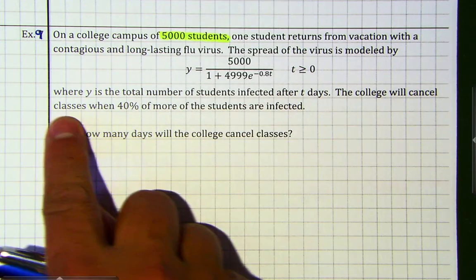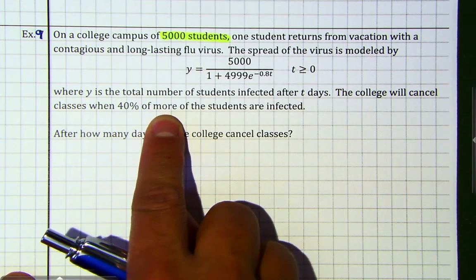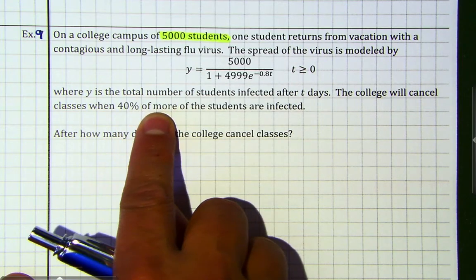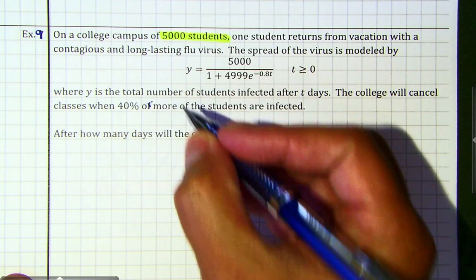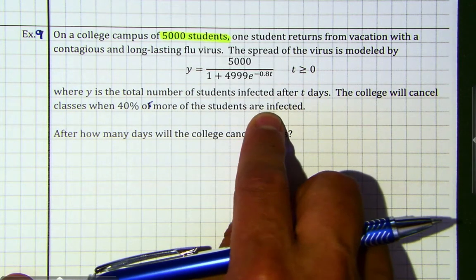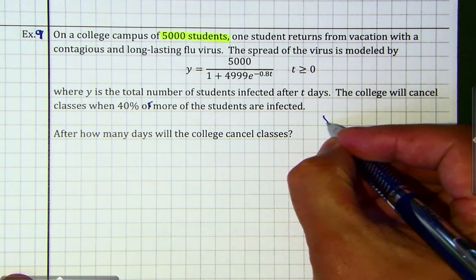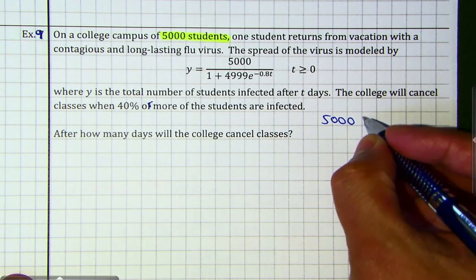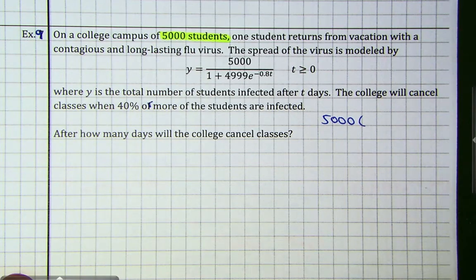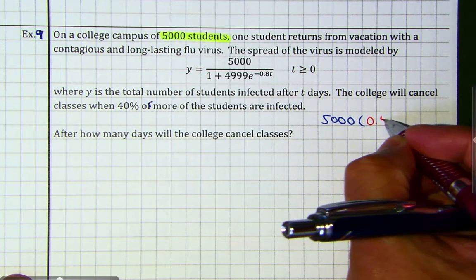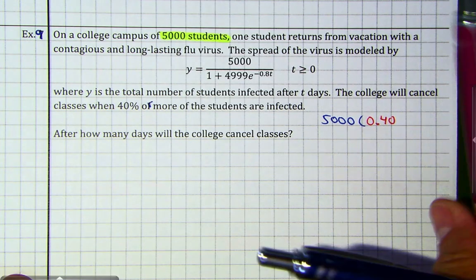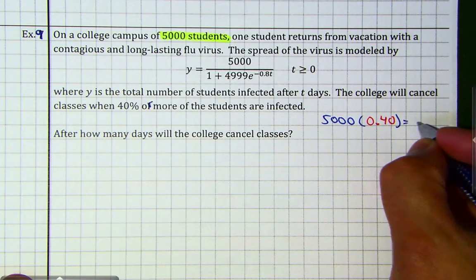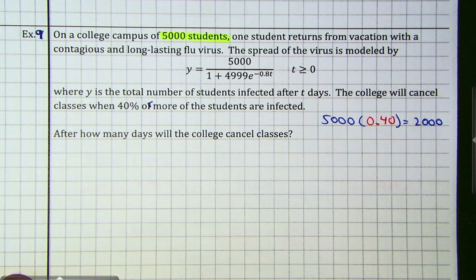The college will cancel classes when 40% or more of the students are infected. There are 5,000 students. So if I multiply by 40%, which is 0.4, then there'll be 2,000 students, correct? So therefore, I'll let y equal 2,000.